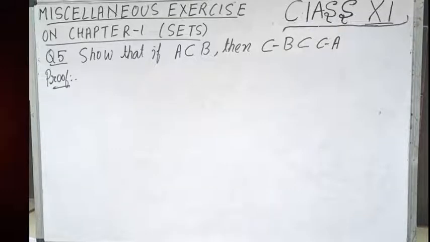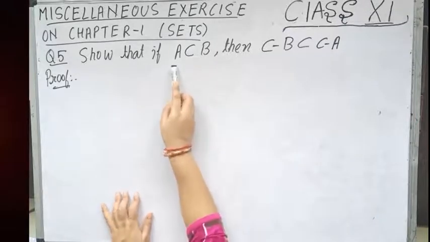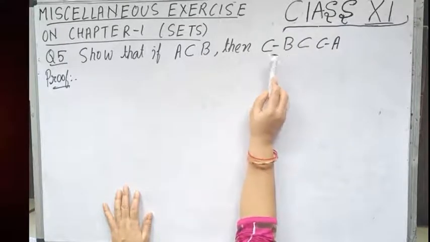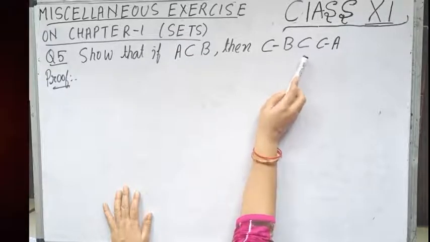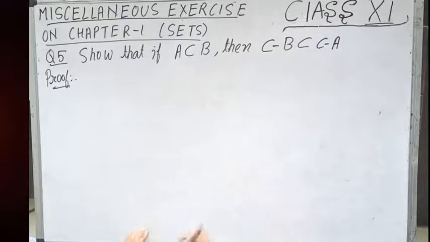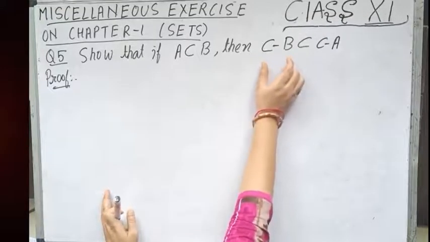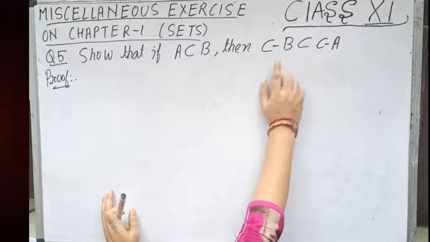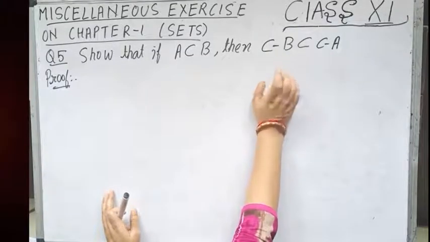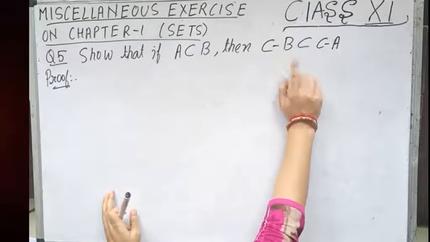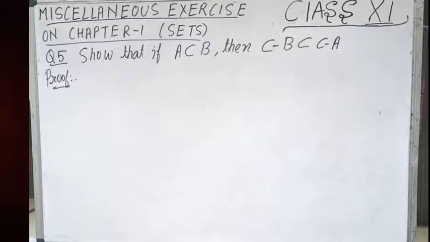Now let us come to question number 5 of miscellaneous exercise on chapter 1 sets. The question is, show that if the set A is the subset of the set B, then C minus B, that is another set C minus set B, is the subset of set C minus set A. So this sum is also similar to the earlier sums where if we have to prove a certain set is the subset of another set, we start with an arbitrary element in the first set and prove that that element also belongs to the second set, and hence this first set will be the subset of the second set. So let us start.